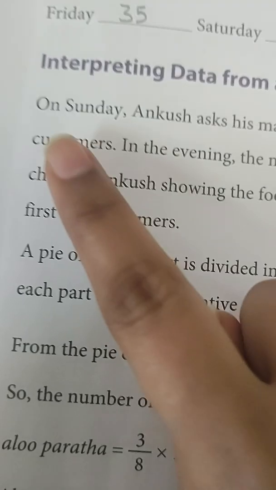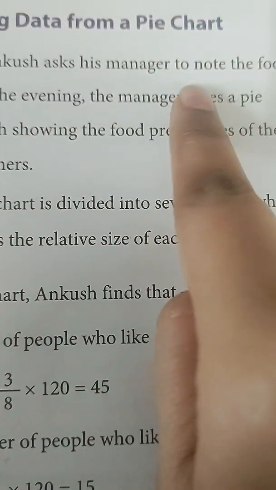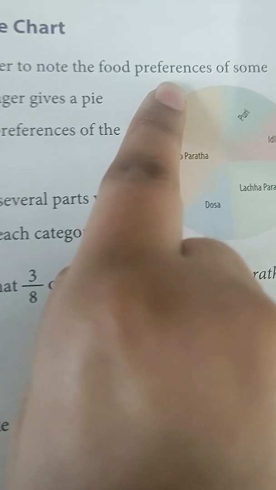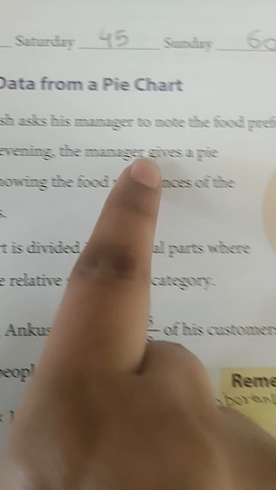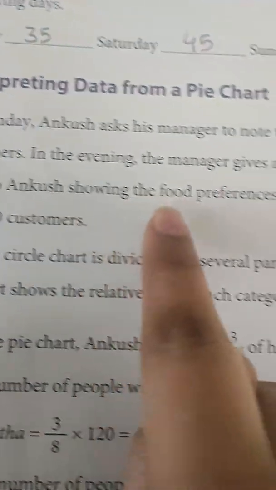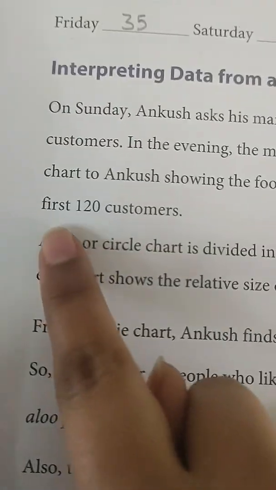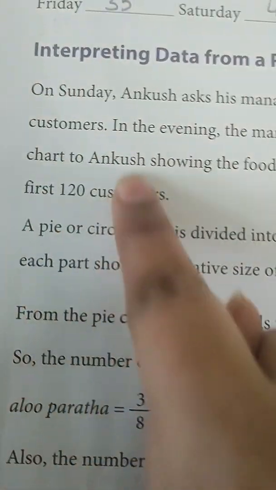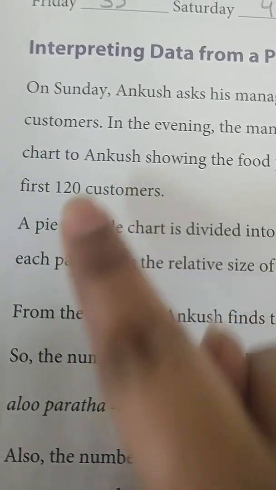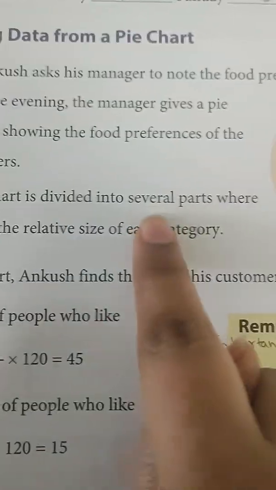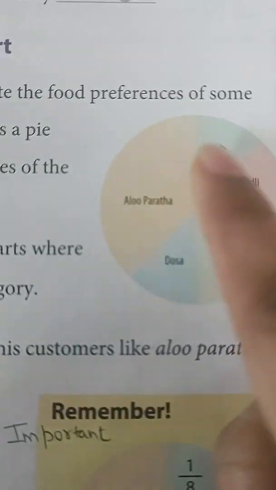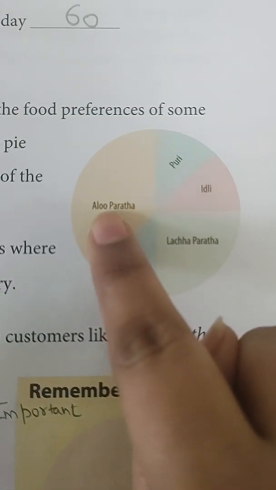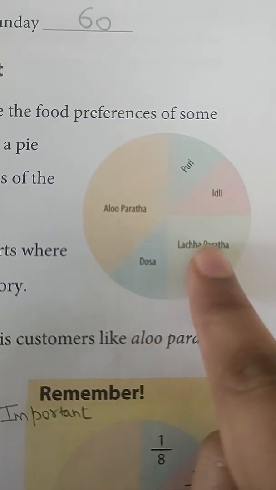Now this question is given to you. On Sunday, Ankush asked his manager to note the food preferences of some customers. In the evening, the manager gave a pie chart to Ankush showing the food preference of the first 120 customers. So the total number of customers is 120. A pie or circle chart is divided into several parts where each part shows the relative size of each category. As you can see, some categories and the customers' preferences are given to you. One is aloo paratha, puri, idli, dosa, lachha paratha.